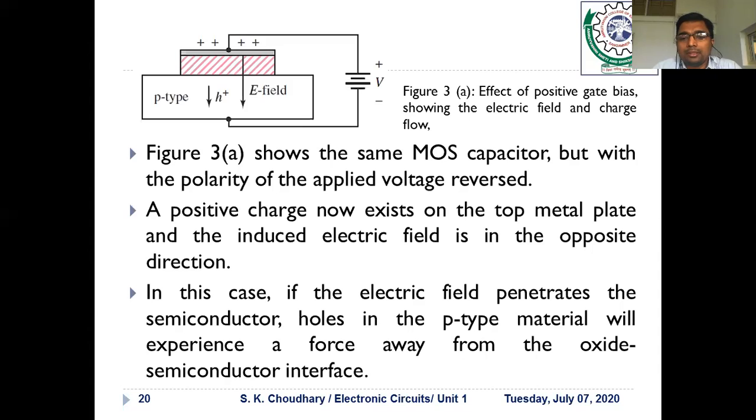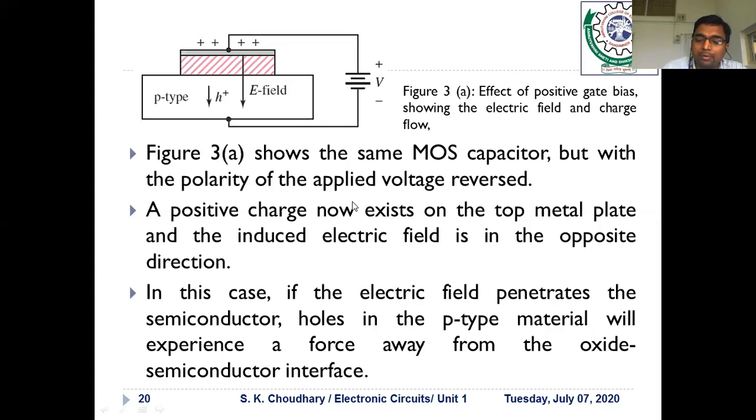In this case, due to this electric field, what happens? The electric field penetrates the semiconductor, and holes present in the p-type material experience a force away from the oxide semiconductor interface. So the opposite process is happening as compared to the accumulation. Holes are pushing away from the interface. So due to that, what happens?